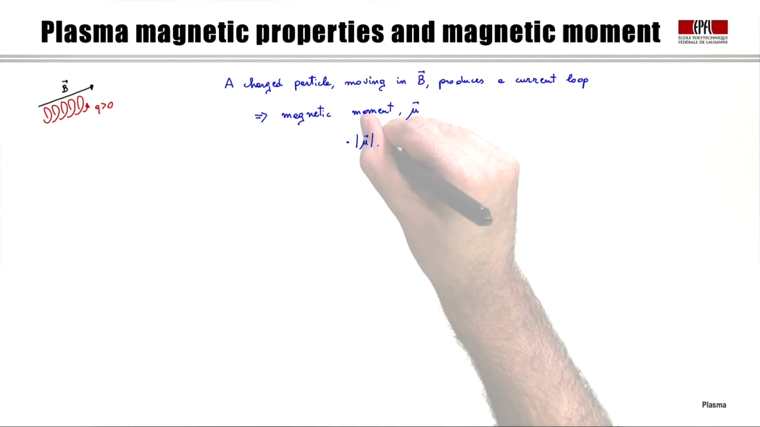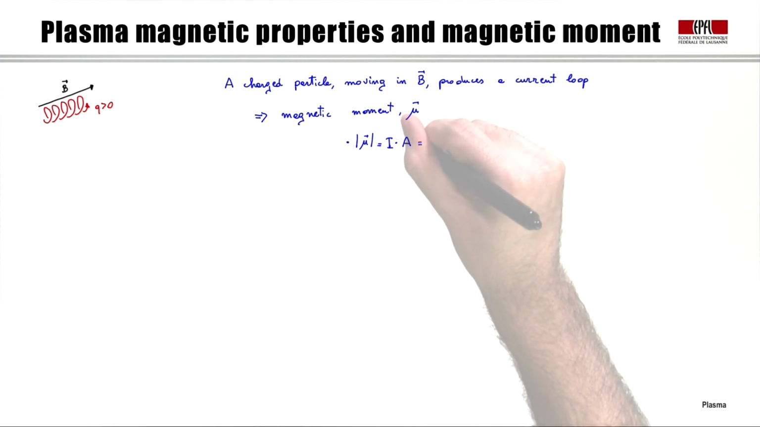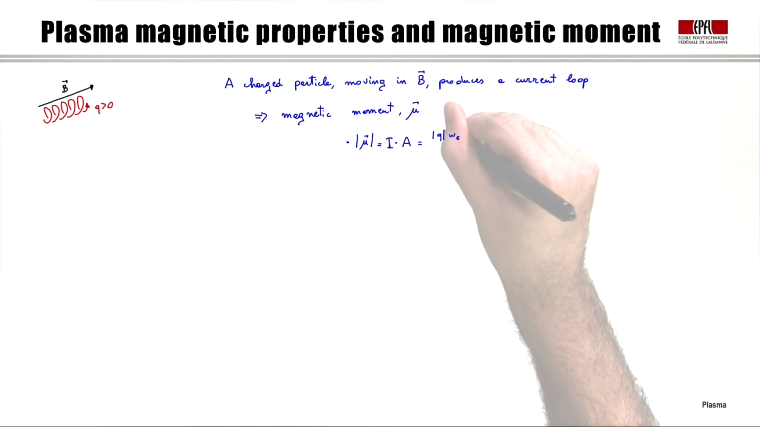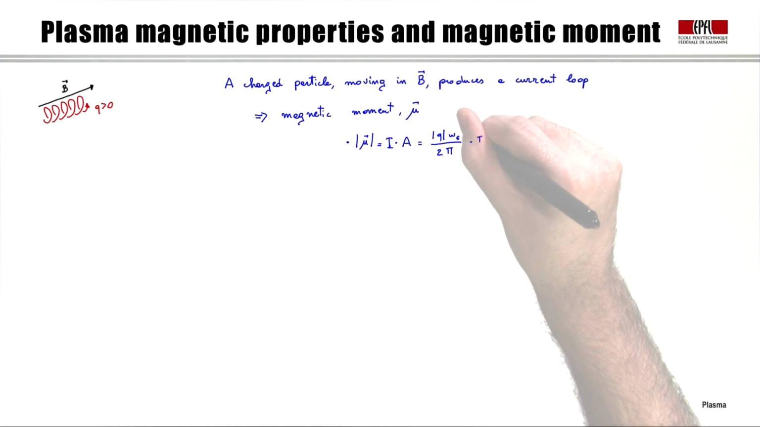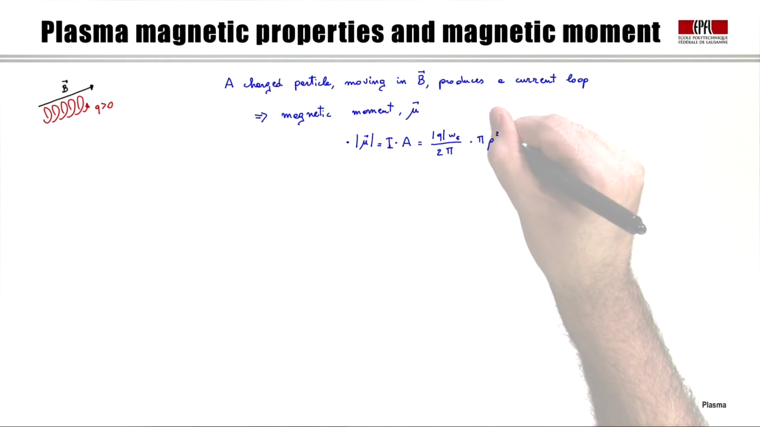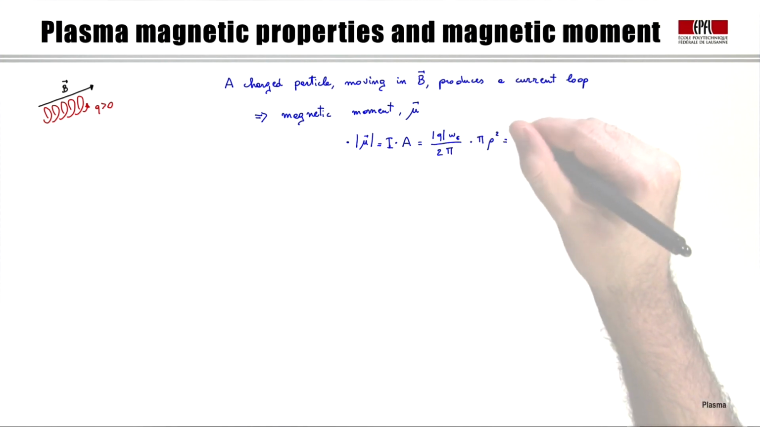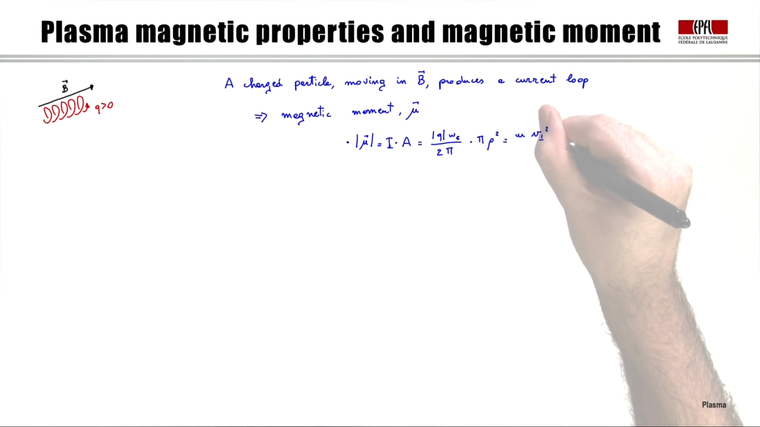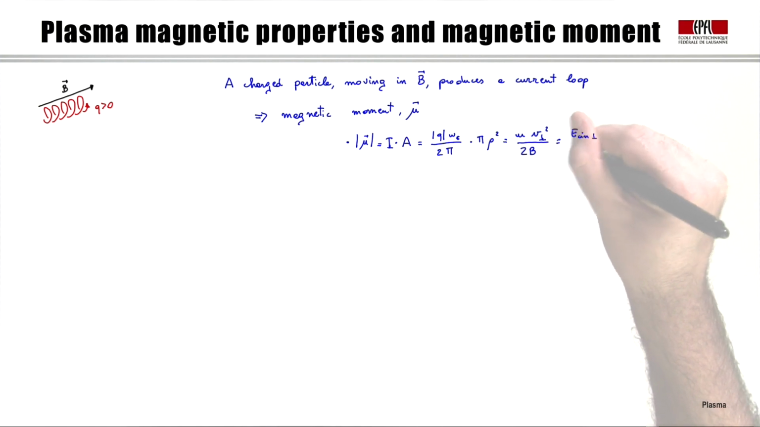Well, its intensity is given by the current times the area of the loop. In the present case, the current will be given by the charge times the cyclotron frequency divided by 2 pi, multiplied by the area, which is pi rho squared. If we substitute the correct expressions for omega and for rho, we obtain that this quantity is equal to the mass times the perpendicular velocity squared divided by 2B, which is the perpendicular kinetic energy divided by B.